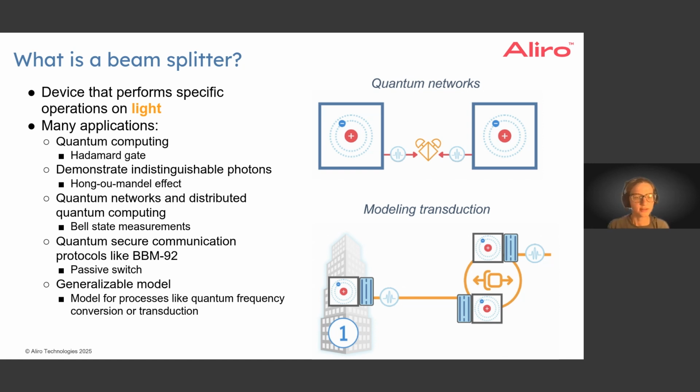They're also used in quantum secure communication protocols like BBM92 as passive switches. And lastly, beam splitters can be a great generalizable model that can help to model processes like quantum frequency conversion or transduction. So we can kind of abstract the beam splitter and use that to understand other quantum optics processes.